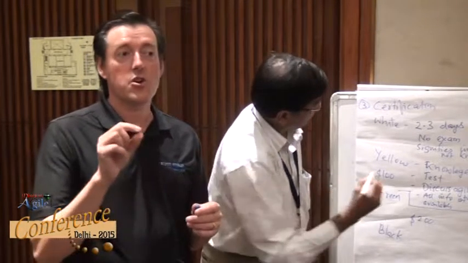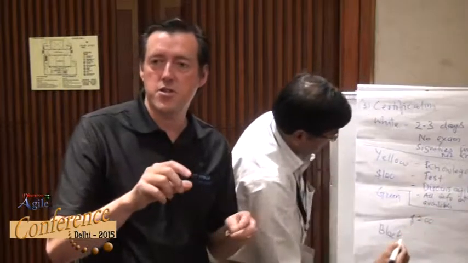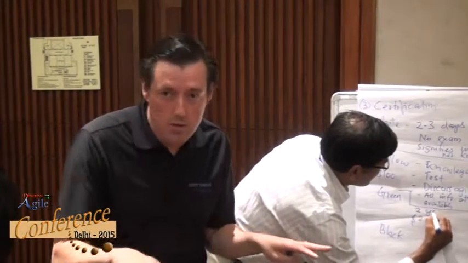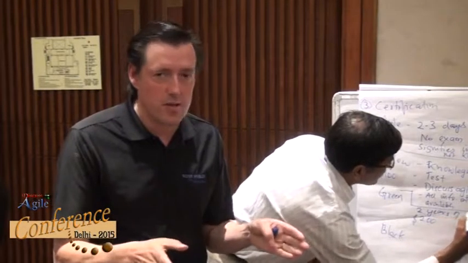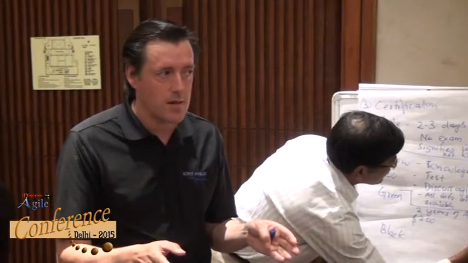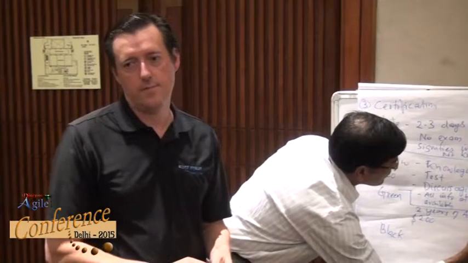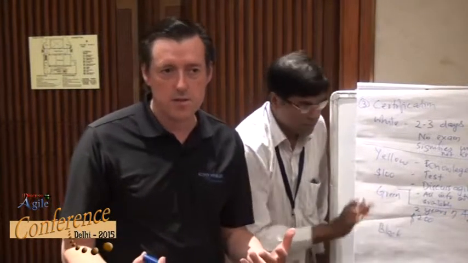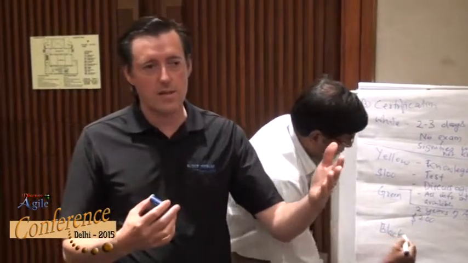And then green is the experience. It is 2 years of agile experience. You take a test. Again, you do not need to go to a course. If you have 2 years of agile experience and you pass the green belt test, you get green belt. And black? Black is, you've got to be a DAD evangelist, speaking at a conference like this, right?